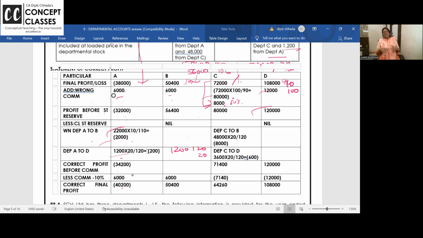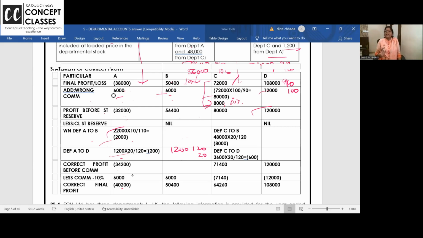What is happening? I missed deducting in my closing stock reserve. So on inflated profit, I gave wrong commission. So add back the wrong commission. I'm doing directly now. Say ye B. 5,400 plus commission add kar diye, to 56,400 is your correct profit. And there is no loading in B. Why? B is not sending. B is the receiving.